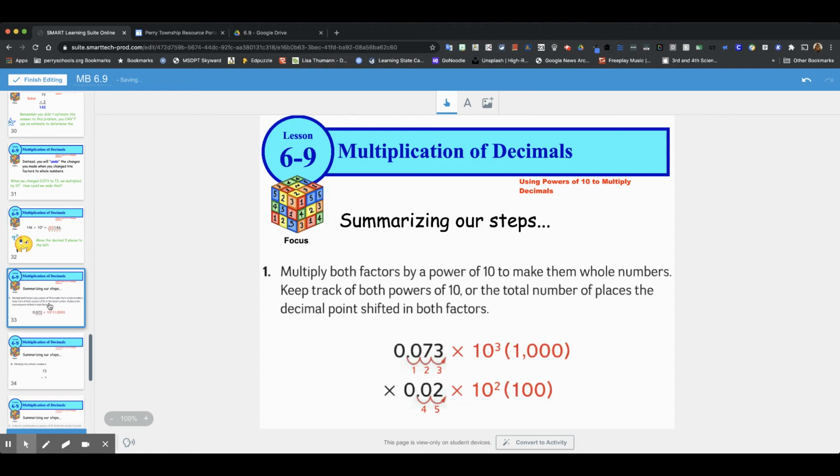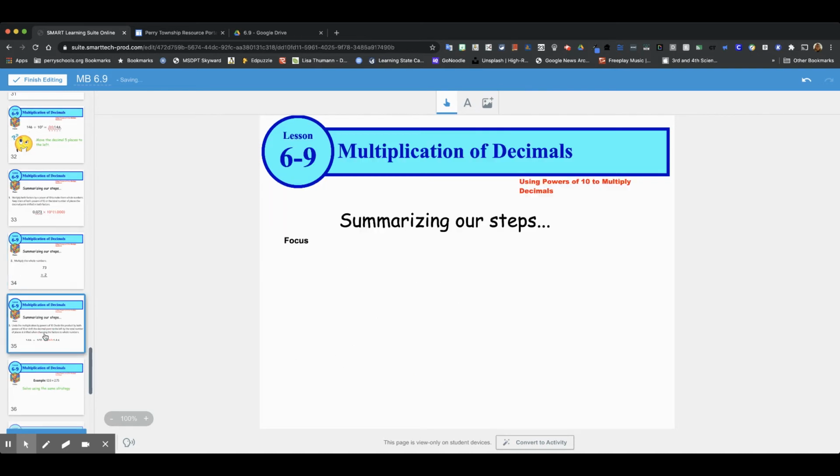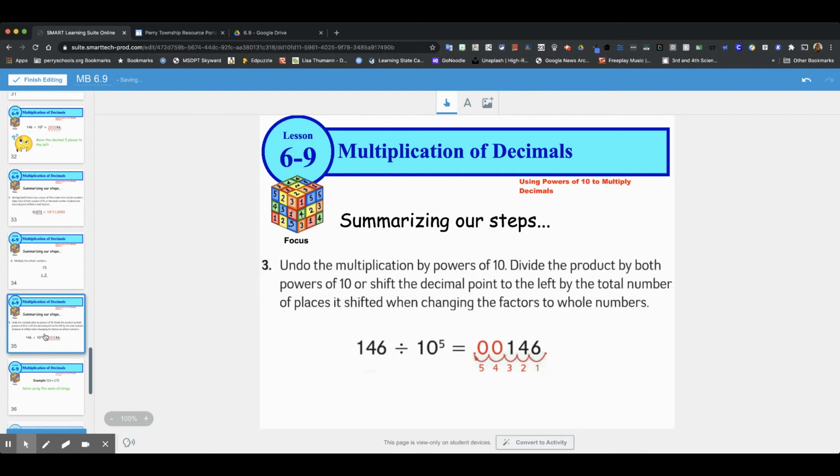So summarizing our steps for that one, the first step, we would multiply both factors by a power of 10 to make them whole numbers, because that's what we know to do. We know how to do the whole numbers. You keep track of both powers of 10 or the total number of places the decimal point shifted. And so you see you shifted it 3 times and you shifted it 2, giving us a total of 5. You multiply those whole numbers and then you undo the multiplication. You take how many times you moved the decimal and you divide it. You move it back to the left.